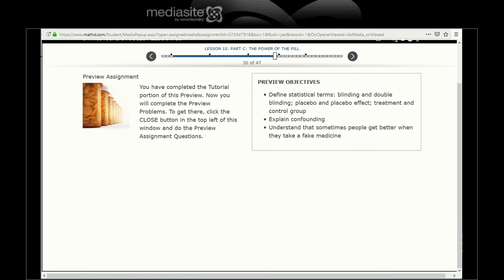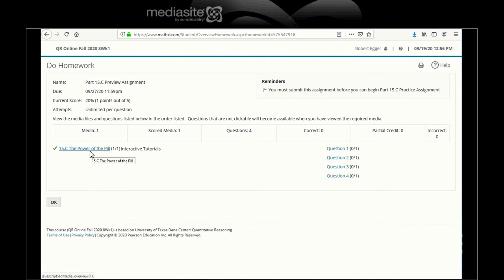And let's see. Discuss these, discuss a little more, and discuss that. And I think we're done with the power of the pill tutorial. So if you haven't looked up definitions of blinding, double blinding, placebo and placebo effect, do so now. And I'll see you shortly for Quantitative Reasoning Online, Lesson 15C, the power of the pill questions.